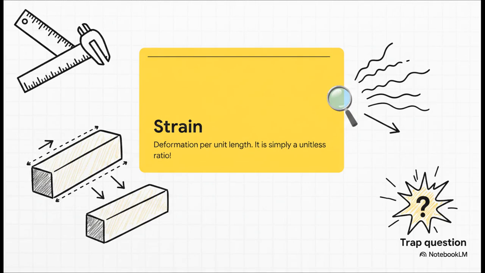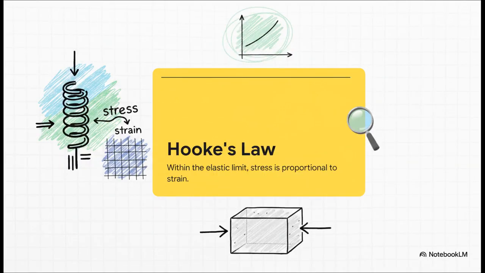Now, right alongside stress, we have strain. Think of this as the physical deformation per unit length. You calculate it by taking the change in length and dividing it by the original length. So the crucial point here, and watch out because this is a classic trap question on exams, is that strain is completely unitless. It's literally just a ratio representing how much the material has stretched or compressed relative to its original size.